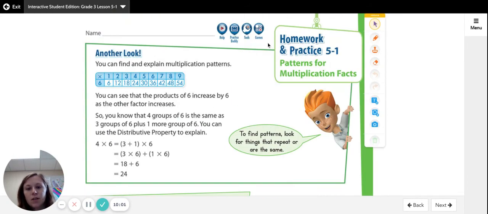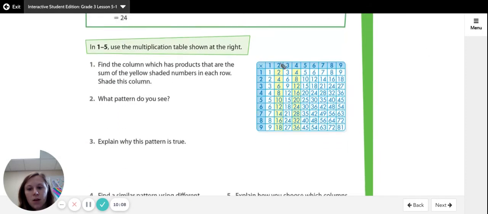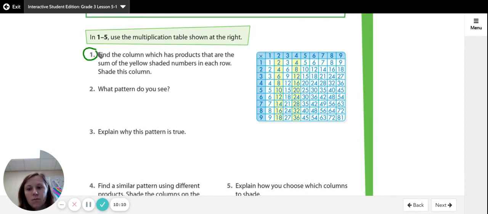For your homework today, I want you to turn to page 241. Remember, the top just shows an example. I want you to circle number 1, 2, and 3. So we're finding a column which has products that are some of the yellow shaded numbers in each row. And we want to shade this column. So I'll give you a hint for 1. We can shade it together. That will be this column because I see 2 plus 4 is 6, 4 plus 8 is 12, and so forth.